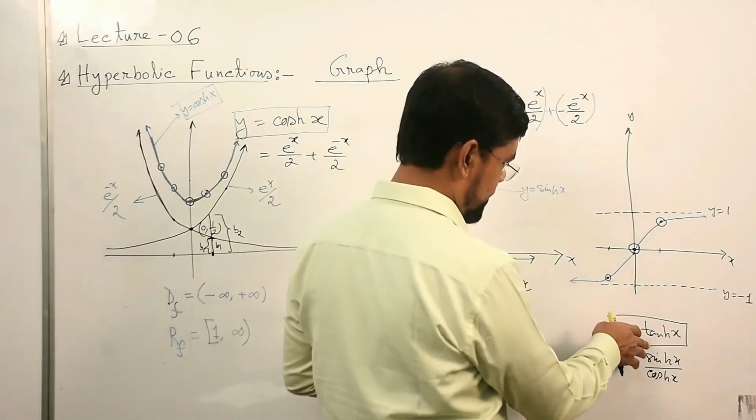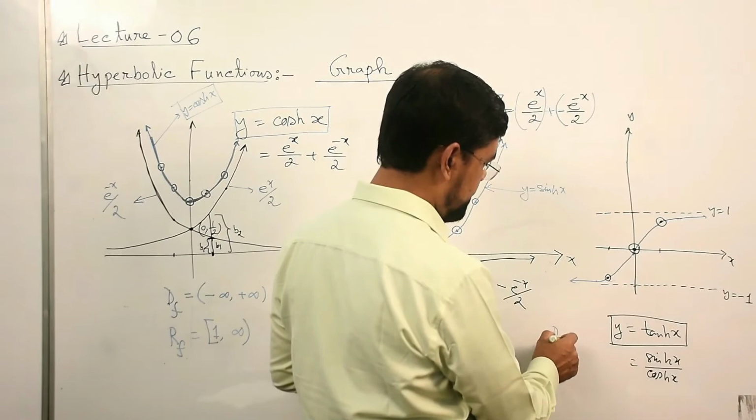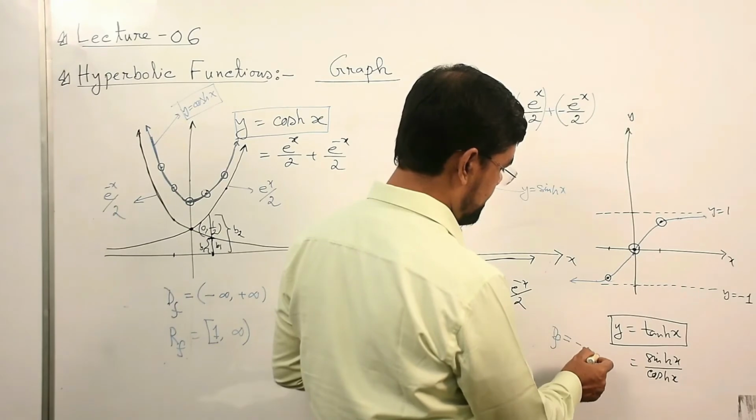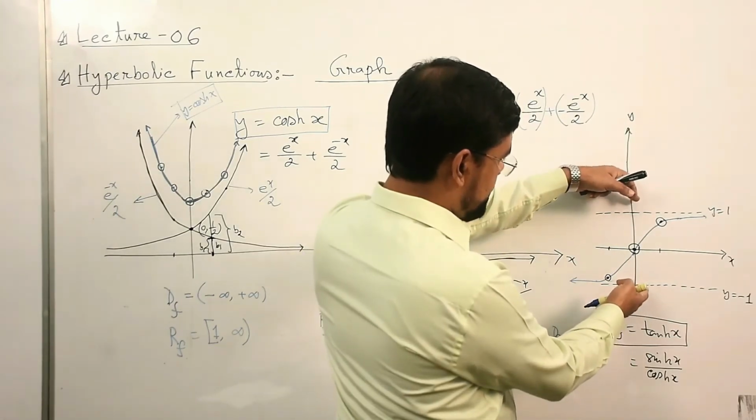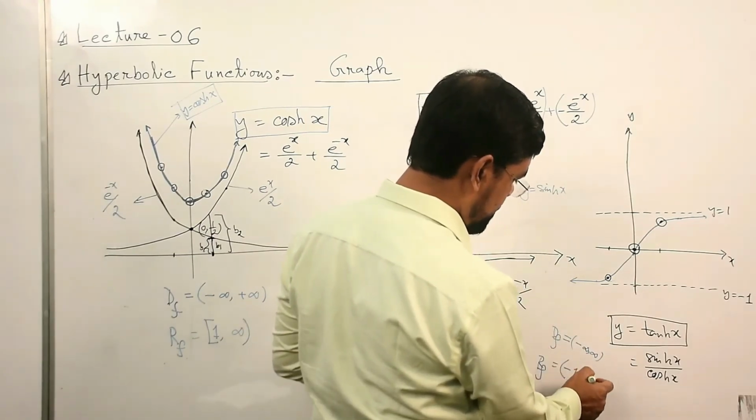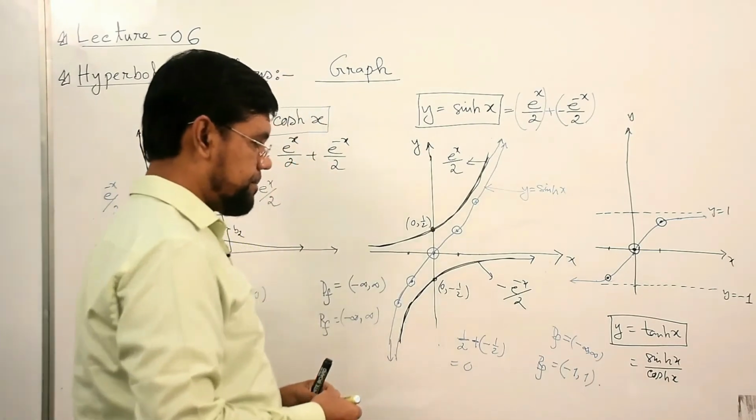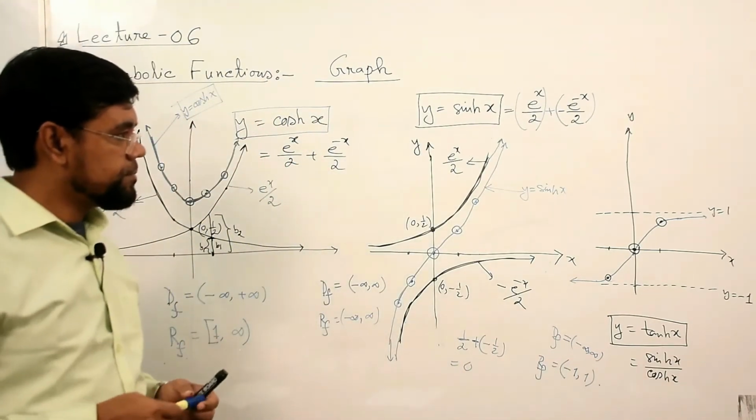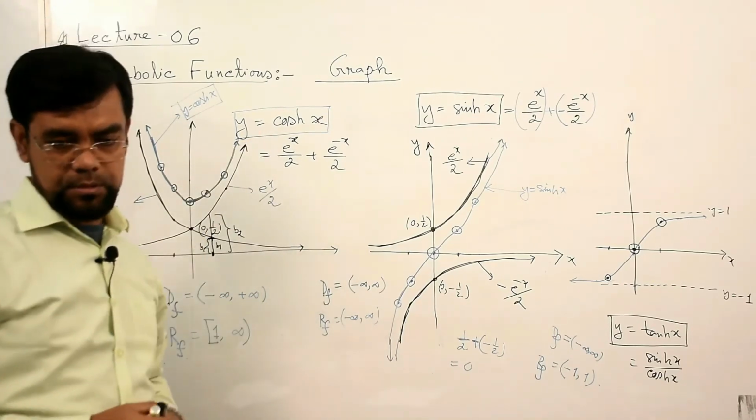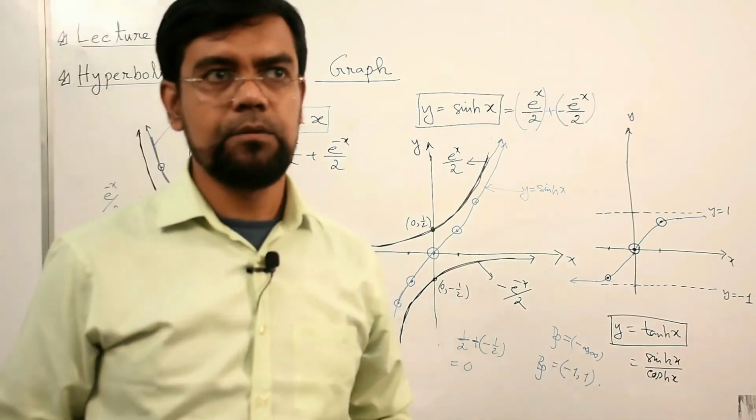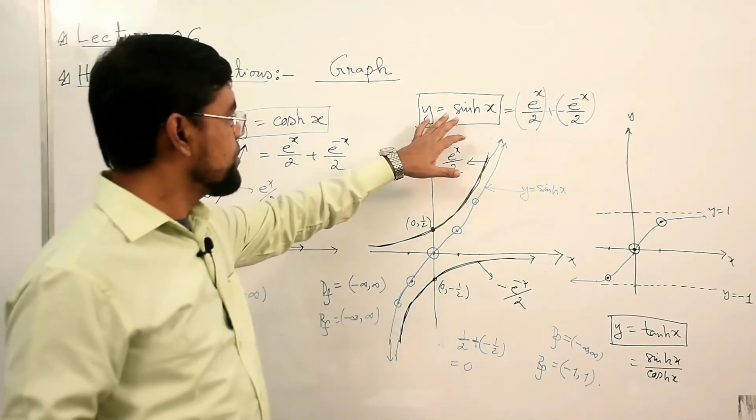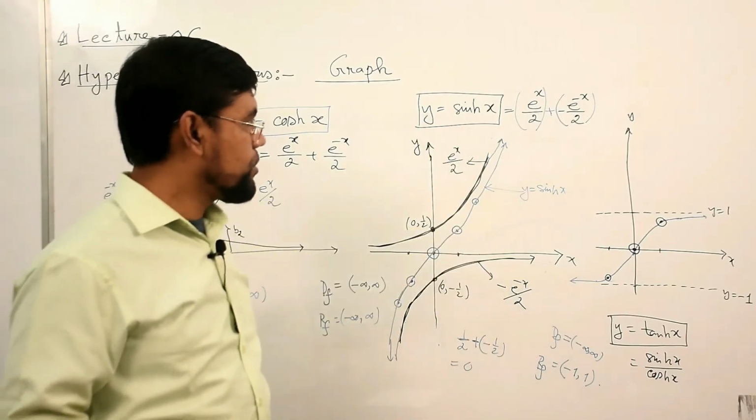But for tanh x, the domain will be negative infinity to infinity, but the range should not cross negative 1 to positive 1. So the range will be negative 1 to 1, and it should also be an open interval. Okay, so you can try to sketch the graphs for other hyperbolic functions like y equals sech x, y equals cosech x, and y equals coth x.